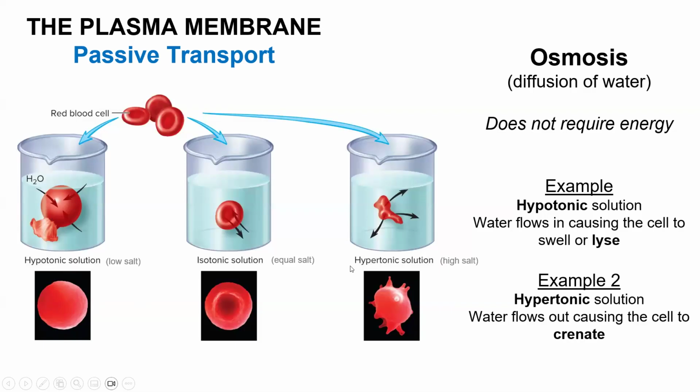For hypertonic, the way I remember this one is that you want hyper kids to go outside. So this time our solution has a higher salt concentration than our cell. When we put that red blood cell in, the water is going to go out of the cell to try to dilute our solution. We call this shrinking or crumpling of our cell crenation. So lysis if we swell and rupture, crenate if we're shrinking.